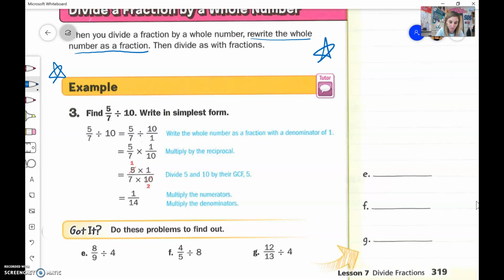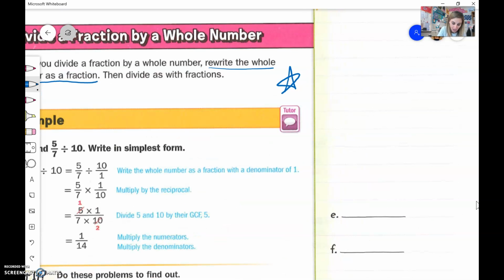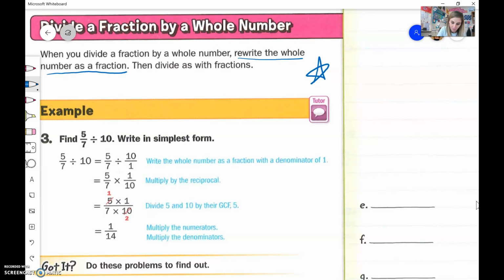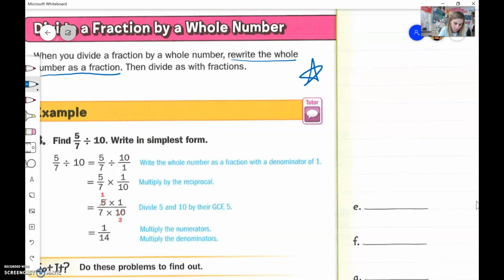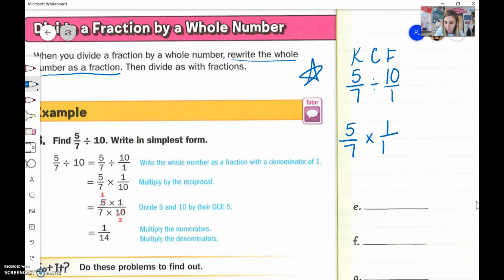So what does that really mean? Well, let's take a look. We're going to take a look at this problem. 5 sevenths divided by 10. Remember that 10 as a fraction is written as 10/1. We first have to do that. So now we keep, change, flip. Keep the first number, 5 sevenths, change the division to a multiplication, and flip the 10/1 to 1/10.